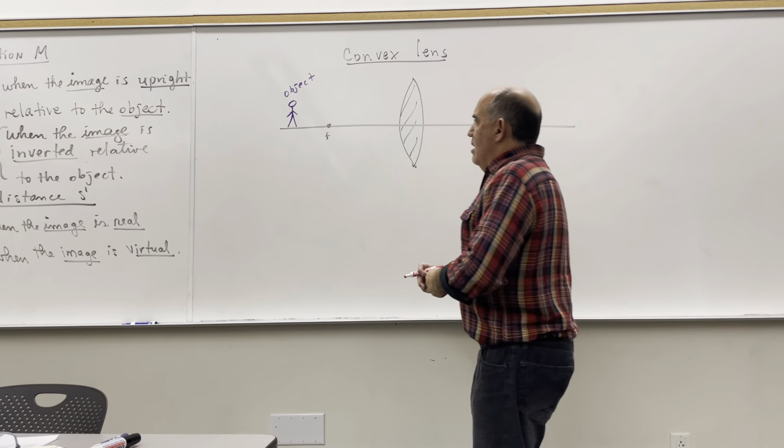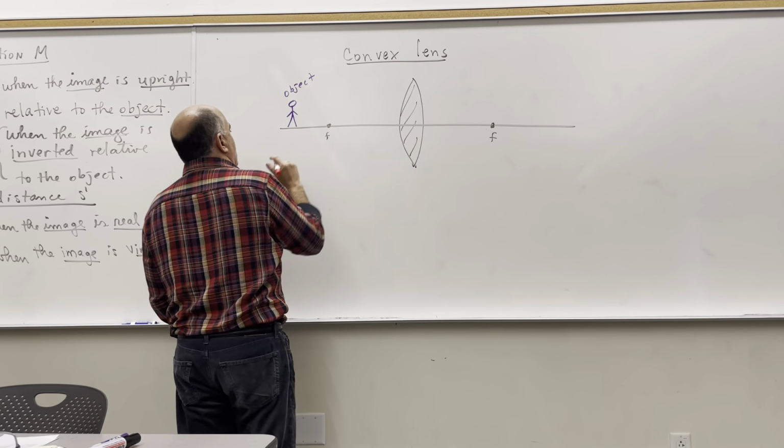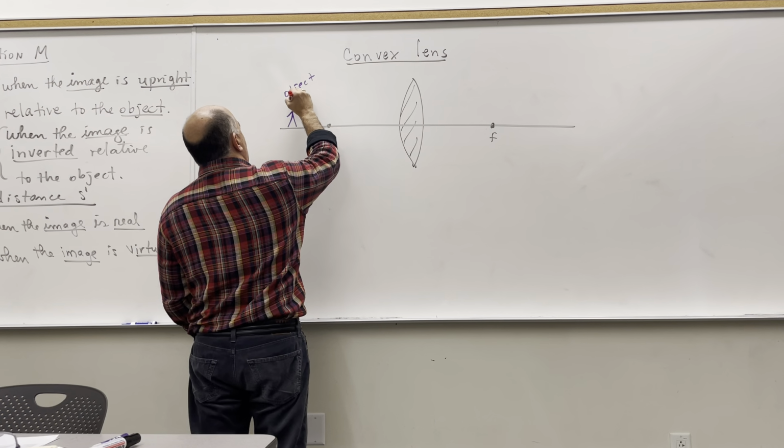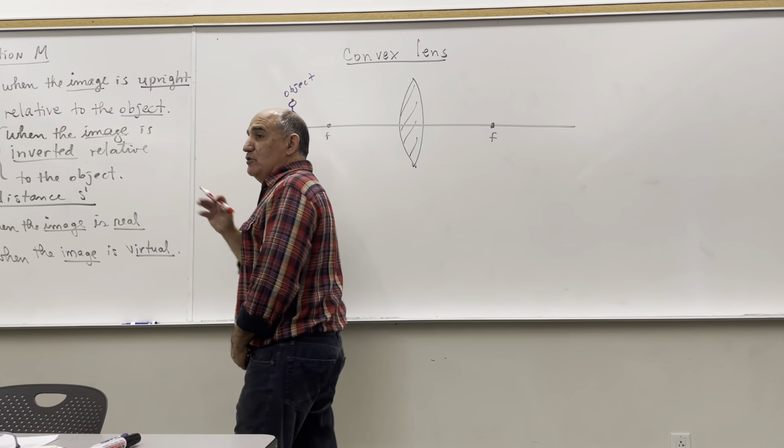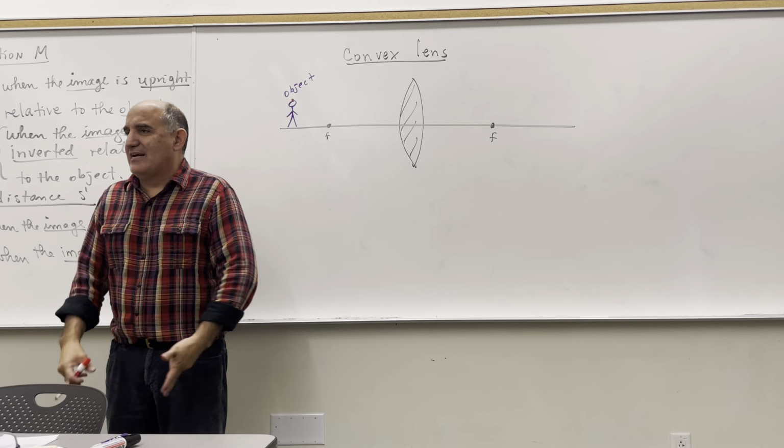Now, where is this lens going to form an image of this object? So what I'm going to do is this. I'm going to figure out where the top of this object is going to be imaged. And then the rest of the body of that object is going to be imaged from there to the principal axis.